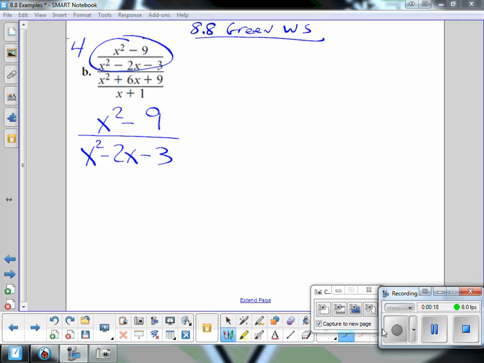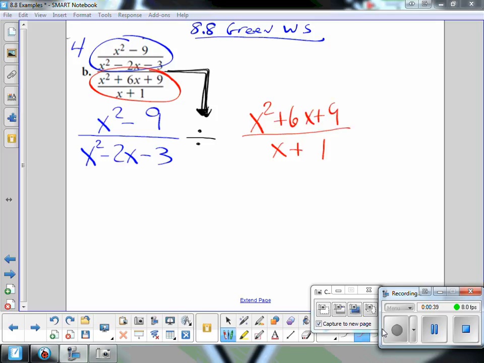And then this bar means to do what? That bar means to do what? Divide, yeah. So we're going to divide by this fraction on the bottom. So this will be x squared plus 6x plus 9 over x plus 1.